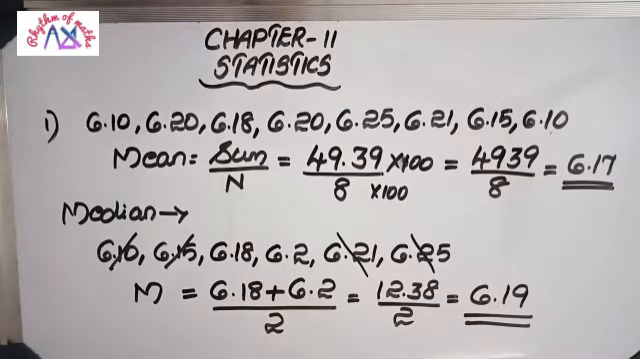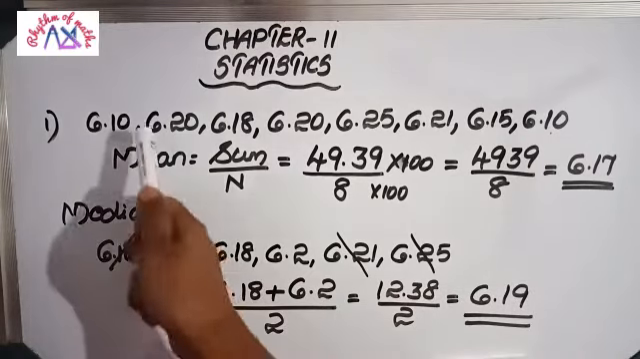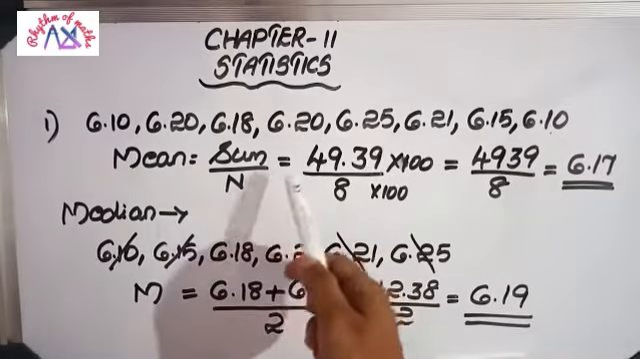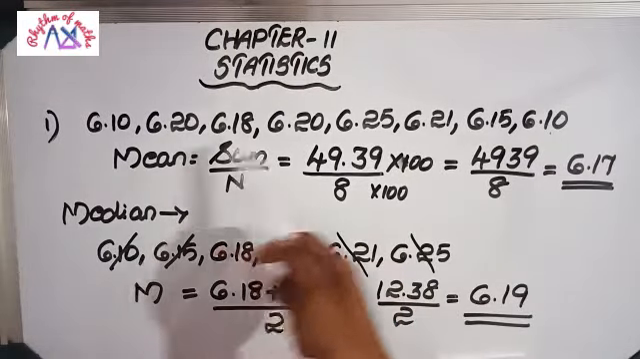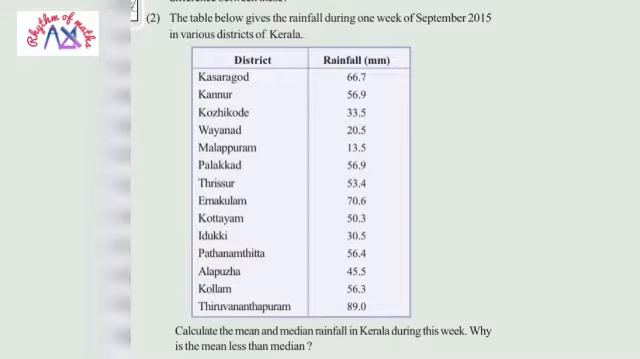So in the question they are asking why the mean and median are close. That means no much difference between 6.17 and 6.19, because here all the values are close to each other. That's why we got the mean and median as nearly the same answer. Okay, so this is the first one's answer. Now let's do the second one. Question number 2.